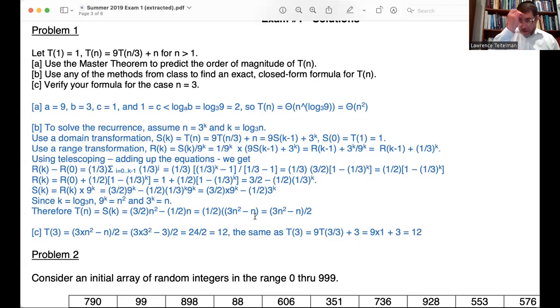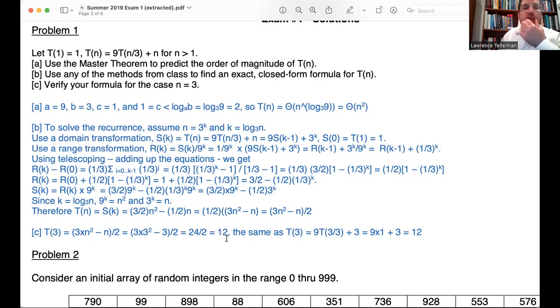And then you plug back in. So you plug in, and you say, okay, what happens when n equals 3? So 3 times 3 squared is 27. Minus n, which is minus 3, gives me 24. 24 divided by 2 is 12.